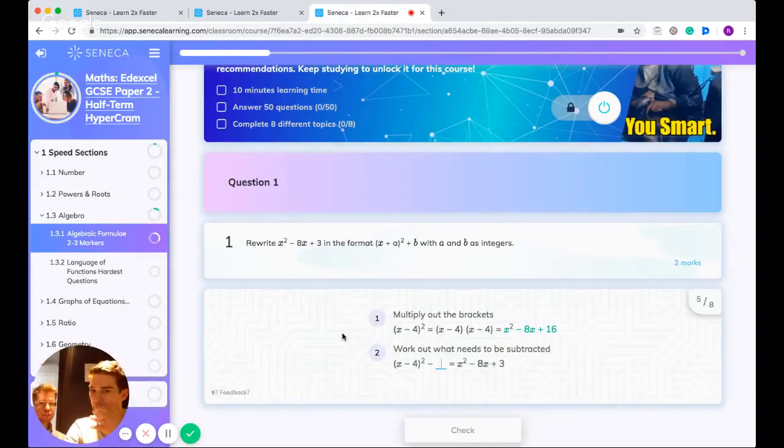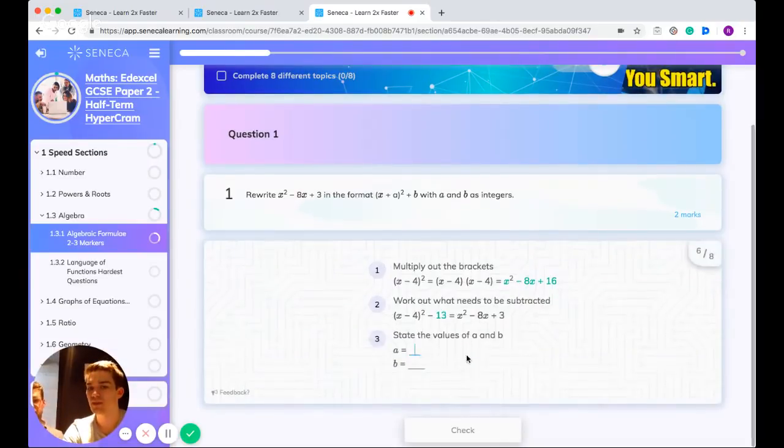I think we're going to have to add some kind of number. Maybe even take away. I know what you meant, but you've got to be specific in that exam. So to change this from x squared minus 8x plus 16 to this, we're going to need to take away 13. So this is the same as x minus 4 all squared, take away 13. And it's as simple as that.